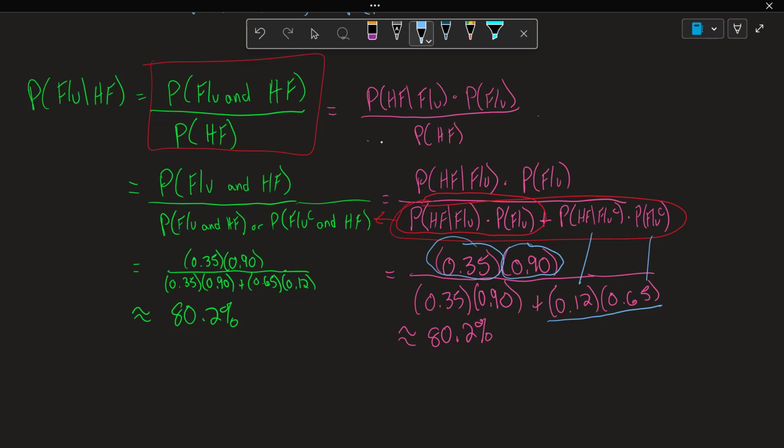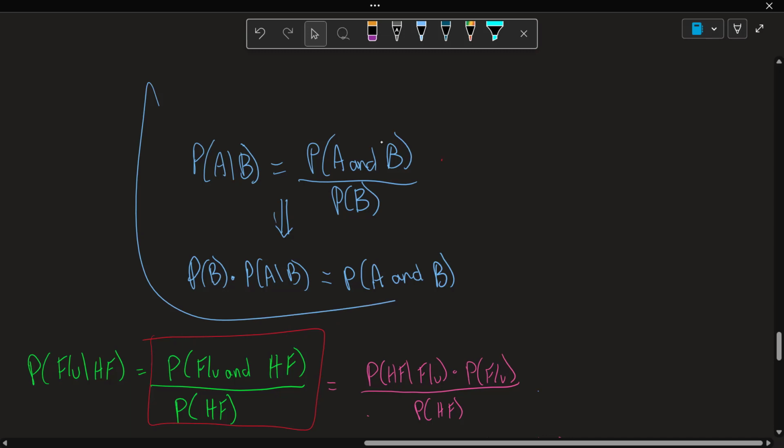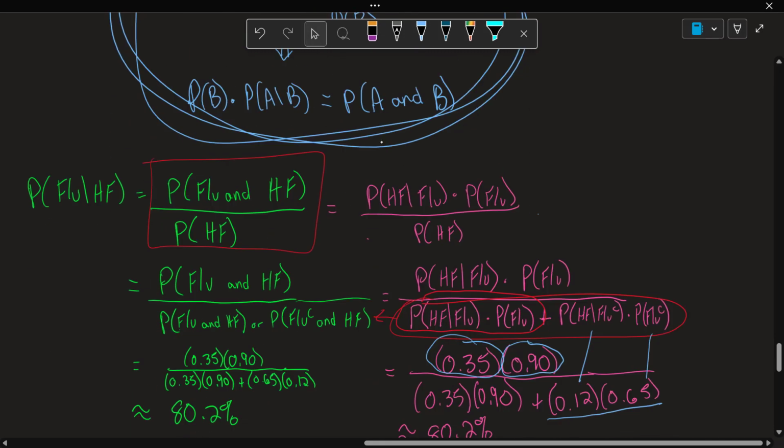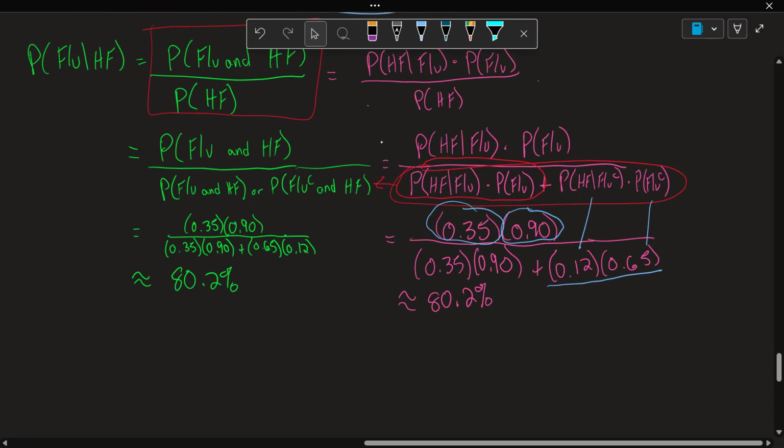So it's just a substitution. And again, we get the same thing, 0.35 times 0.90 over 0.35 times 0.90 plus 0.65 times 0.12. Either way, we get the same thing, and it all comes down to this right here. You have to be able to rearrange the formulas, because an and probability is always multiplication. Sometimes it's not independent, and that's what we had to use here. So hopefully this is a little bit clearer and not too muddy.